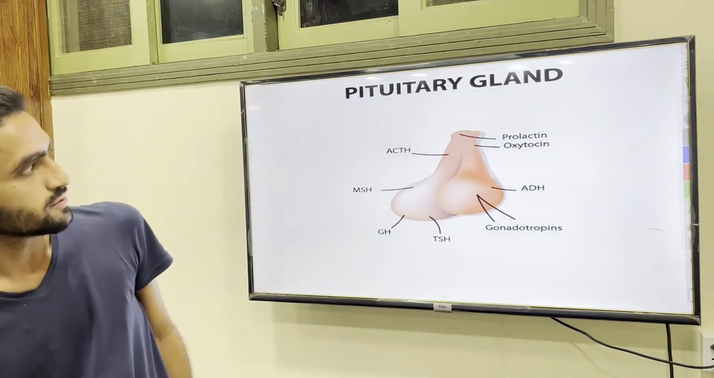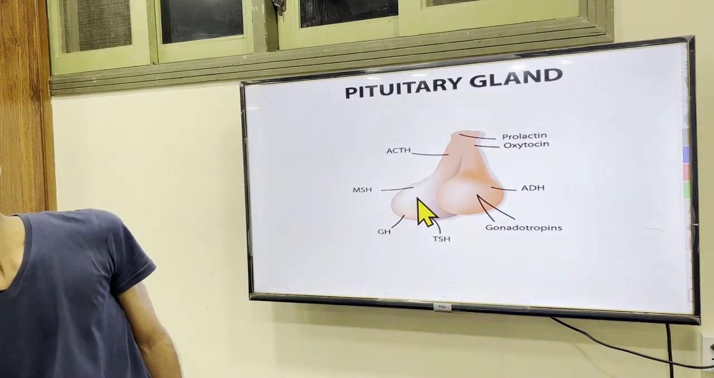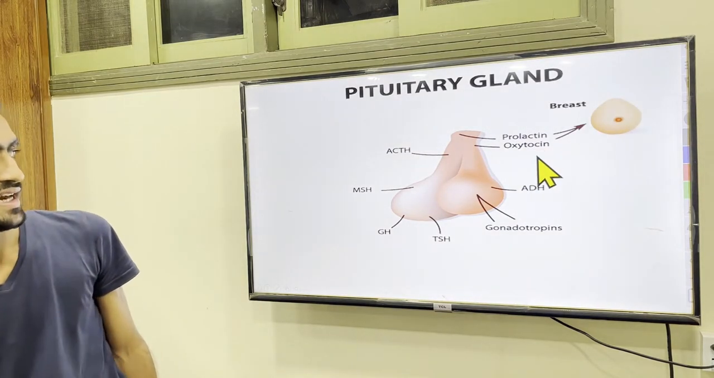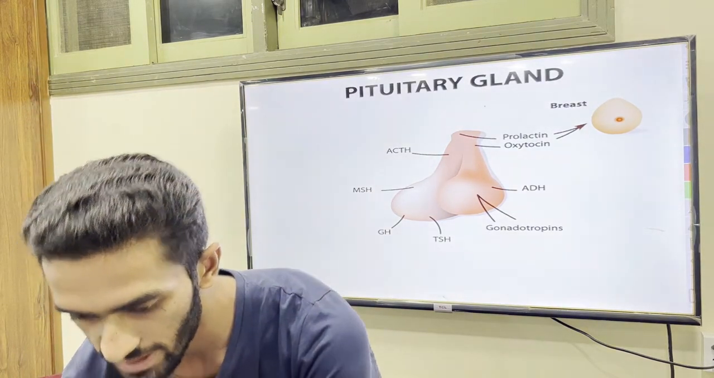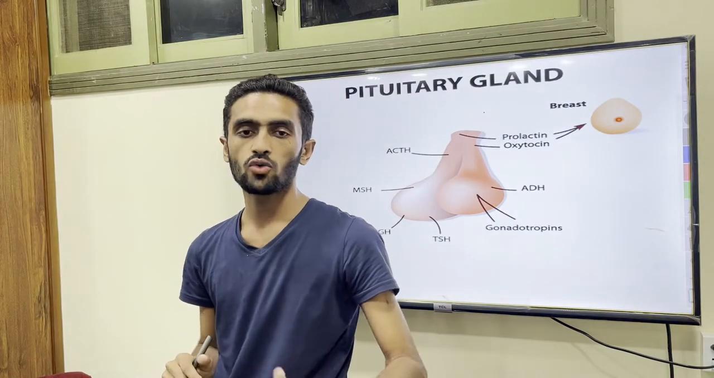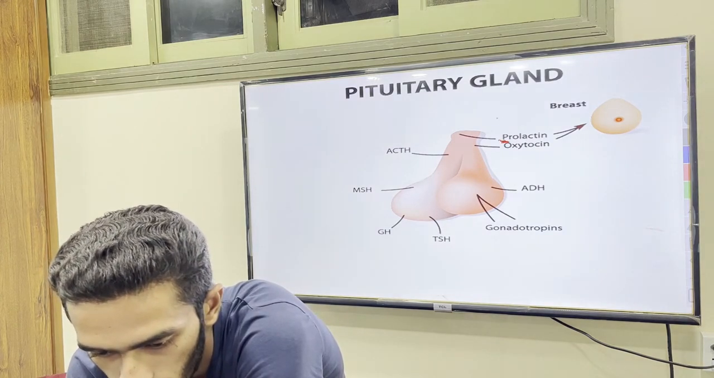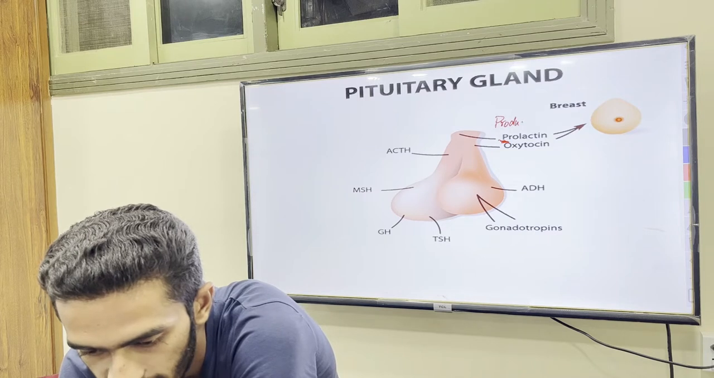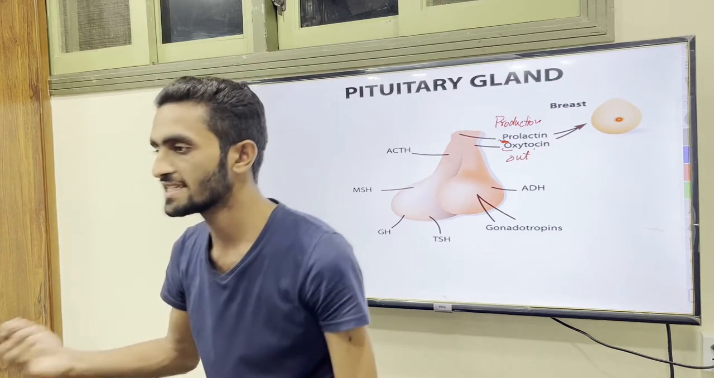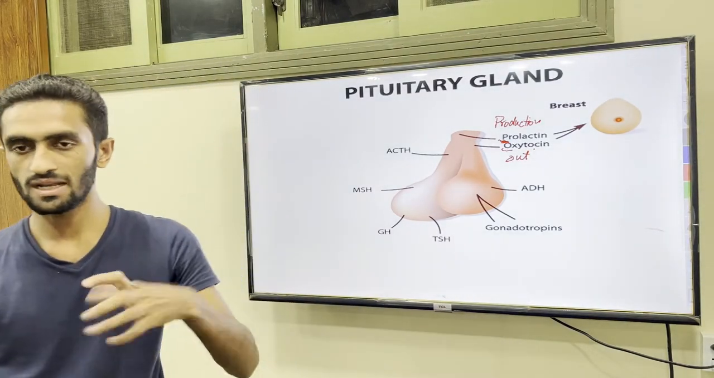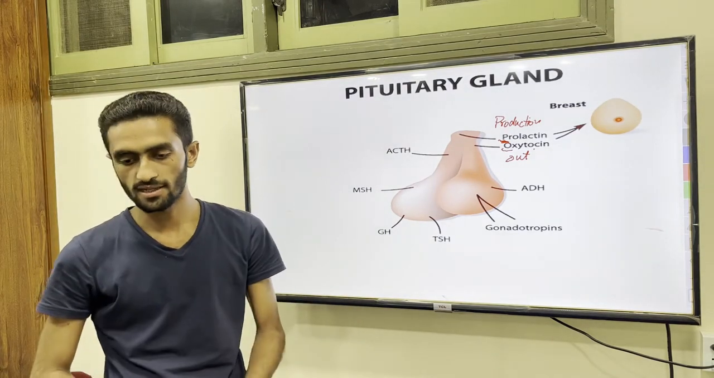If you look, this is your posterior pituitary and this part is your anterior pituitary. Prolactin and oxytocin are going to control the breast. The important thing to remember is that one causes the production of milk, one causes the ejection of milk. Follow the P, production of milk, prolactin. The other is oxytocin, which causes ejection of milk. So when the milk is in the breast, one causes the production of milk and the other causes the ejection of milk.